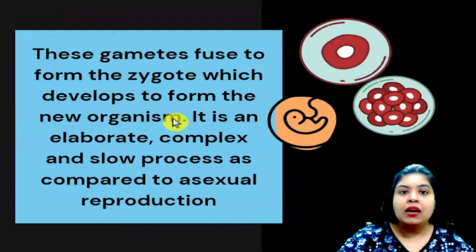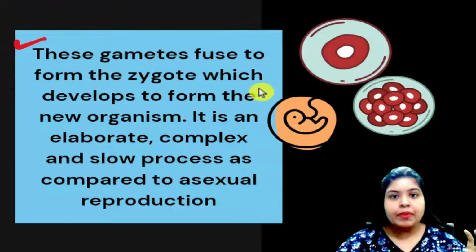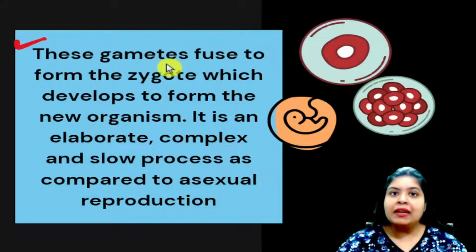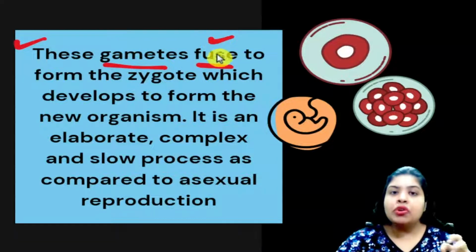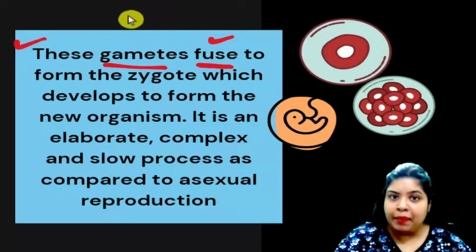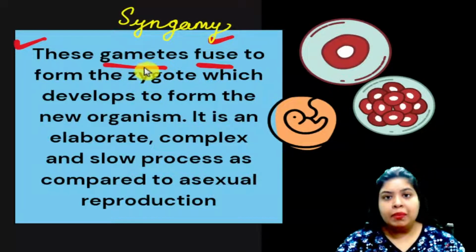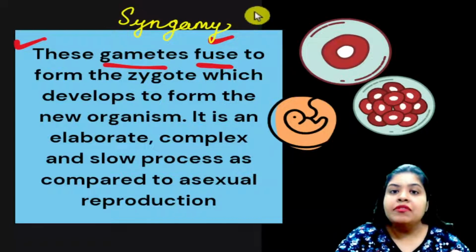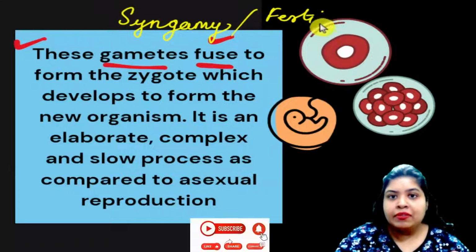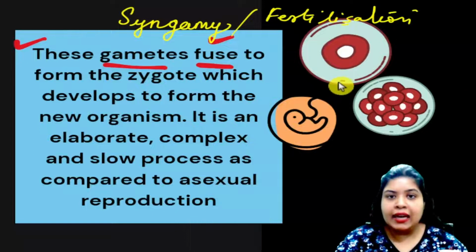Now moving to the next point. These gametes fuse to form the zygote, which develops to form the new organism. So when the gametes are released from the male and the female parent, these gametes further fuse together. So there is the fusion of the gametes. This fusion of gametes, if you remember, we call syngamy. Yes, syngamy is the fusion of gametes, or you can also call this event fertilization. So you can call it either syngamy or fertilization.